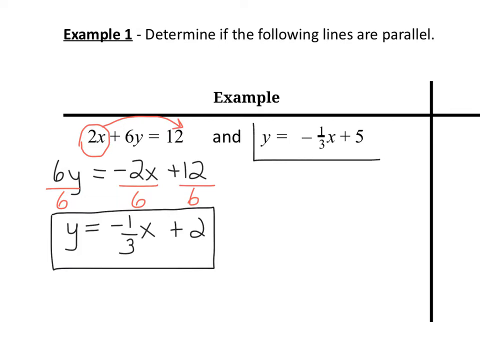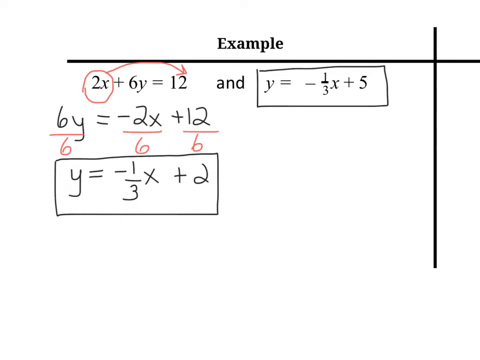So now I can take my two equations and compare them, and what we are paying attention to is the slope value, the m value. Remember that the slope value, or the m value, is the number that is attached to the x. So in the first equation, my slope is negative 1 over 3. So I'm going to write that down here. m1 is equal to negative 1 over 3. And in my second equation, my slope value is also negative 1 over 3. So I'm going to say that my m2 is equal to negative 1 over 3.